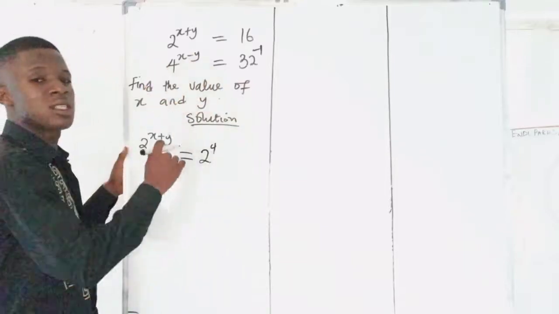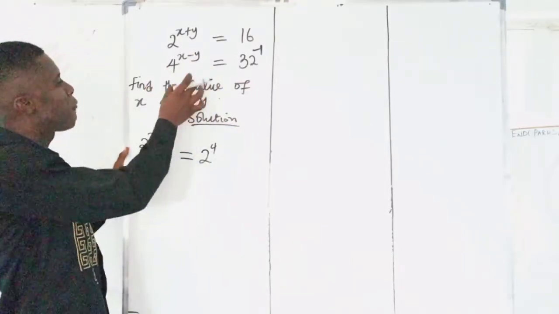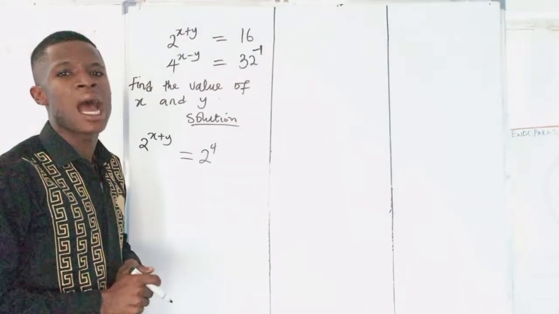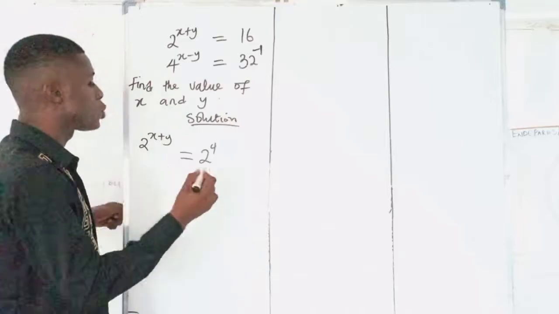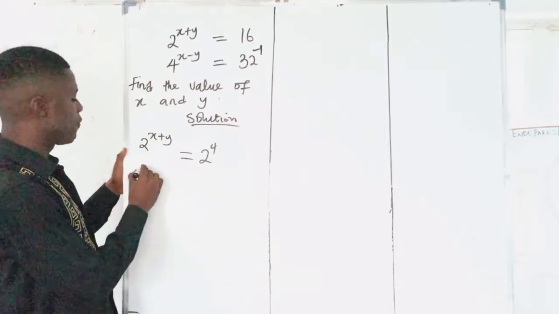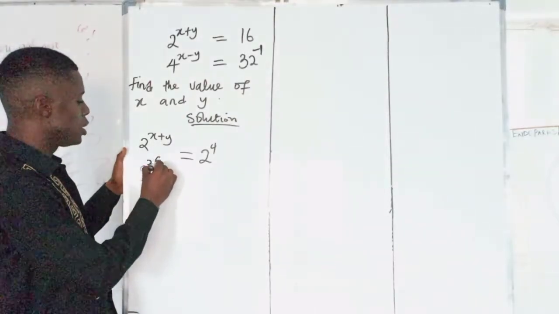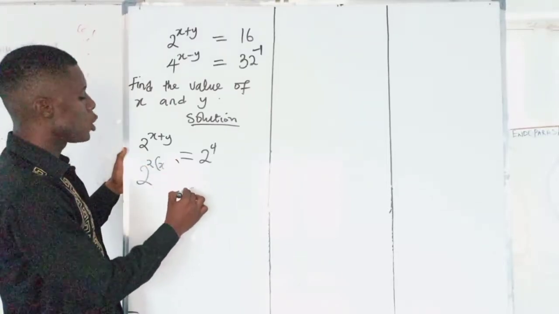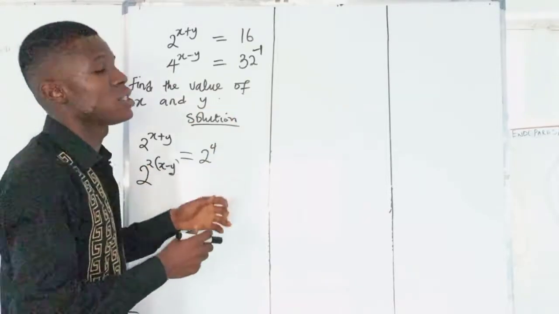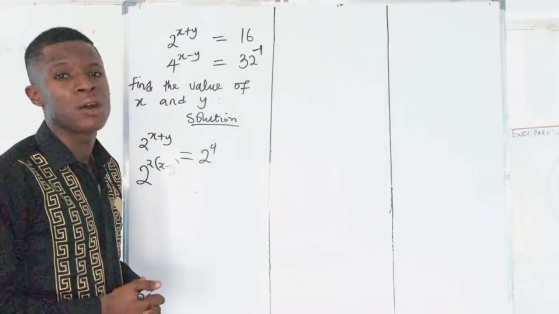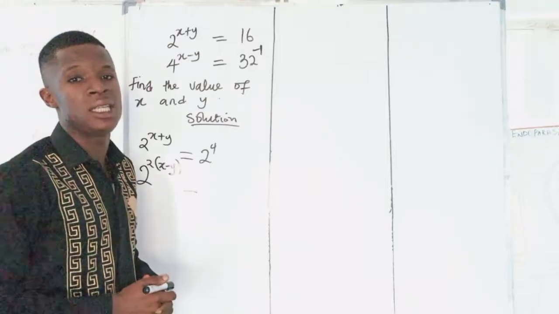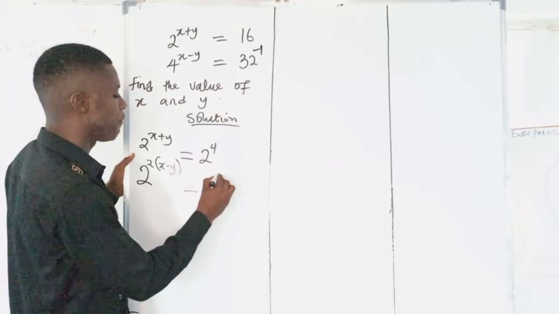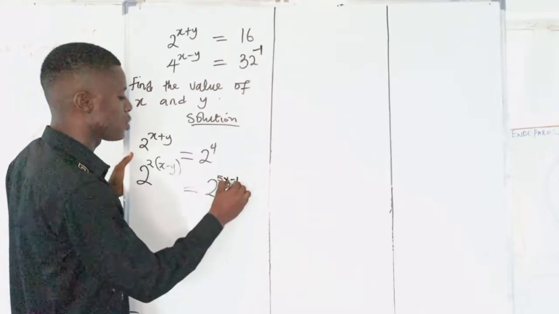If you come down to the second equation, we have 4, and 4 is also a multiple of 2. You can see that I have 2 times 2, which is 2 raised to the power of 2. So I have 2 raised to the power of 2 into x minus y, equal to 32, which is also a multiple of 2. Putting it in its index form, I have 2 raised to the power of 5 times minus 1.